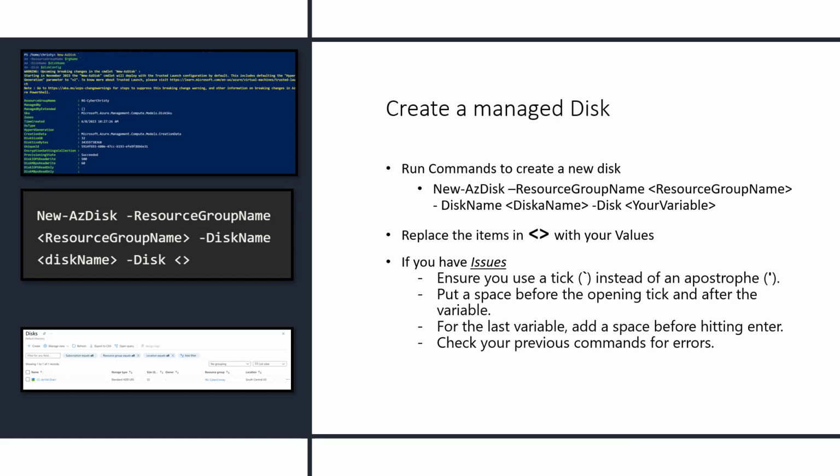The -ResourceGroupName parameter specifies the resource group to create the disk in. The -Disk parameter specifies the disk information, including type, OS type, etc. The actual disk properties are specified as PowerShell objects. For example, to create a 32 gig standard LRS disk, you can use the -Disk parameter as follows.